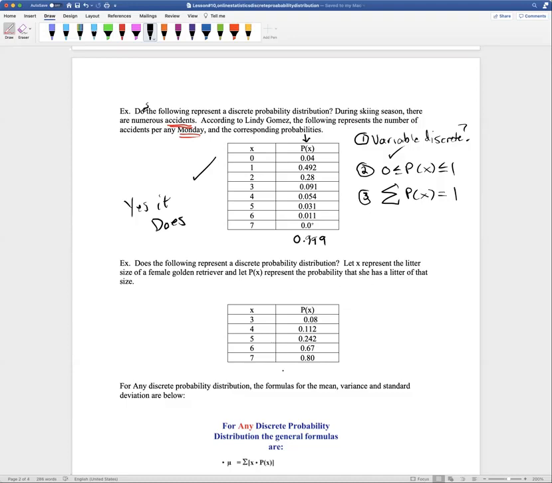So just looking at this, if I were to ask you, what is the probability that a golden retriever will have exactly 6 puppies? Then you say, oh, there's a 67% chance. Or what's the probability that a golden retriever will have 3 puppies? Well, there's an 8% chance. You get the general idea here, right? So X represents the number of puppies, and P of X represents the probability she's having that total number of puppies.